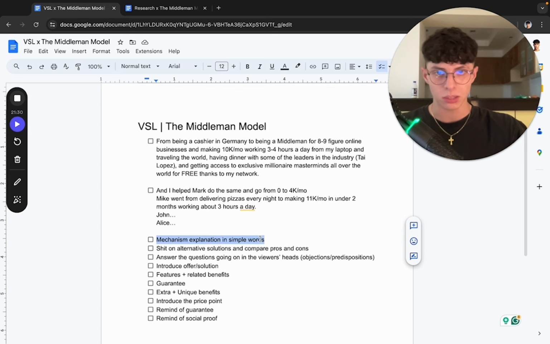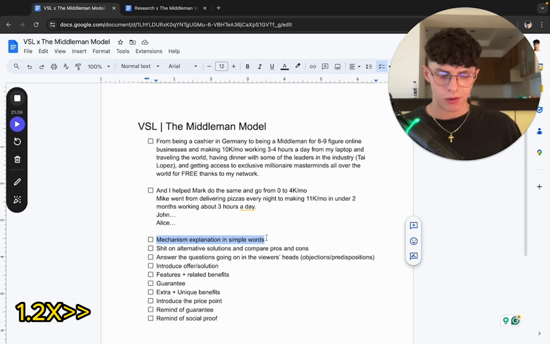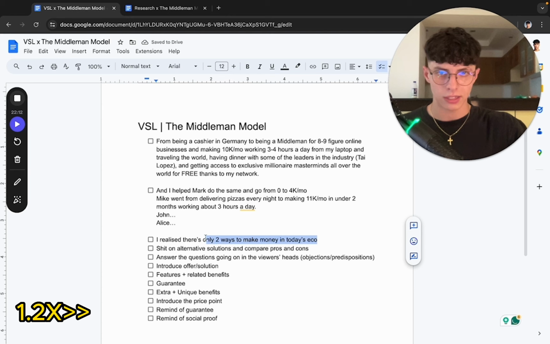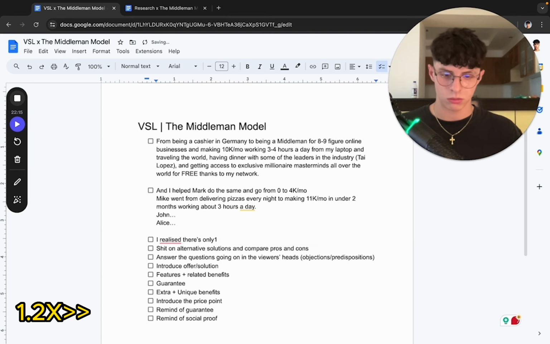Then we're going to explain the mechanism in simple words. We're going to explain the mechanism, but we're also going to explain how we came up with this mechanism. So I realized there's only two ways to make money today. I realized that there's only one.